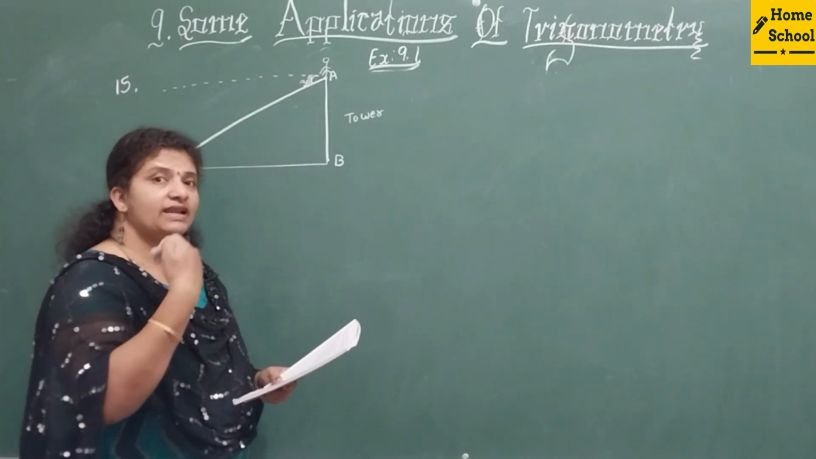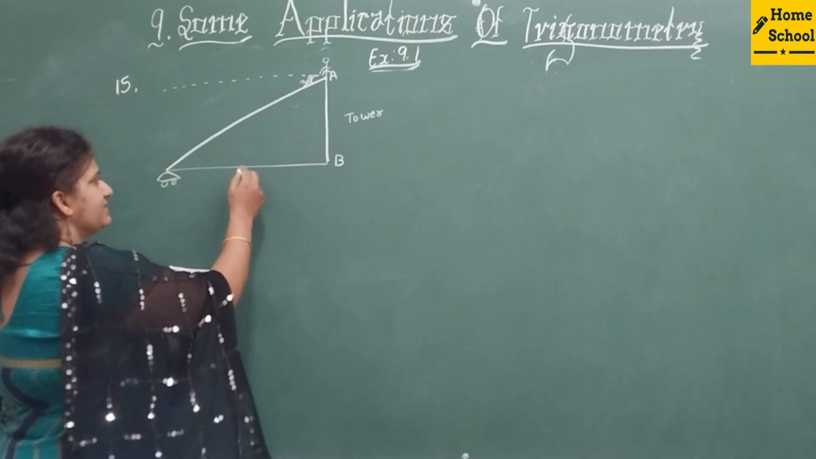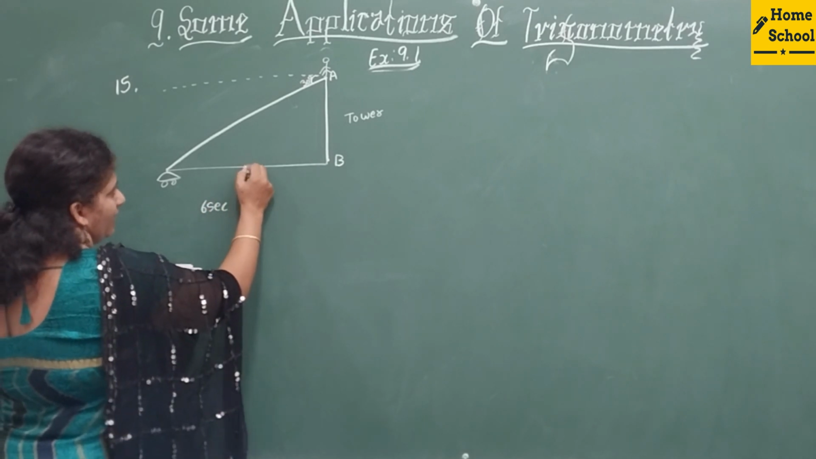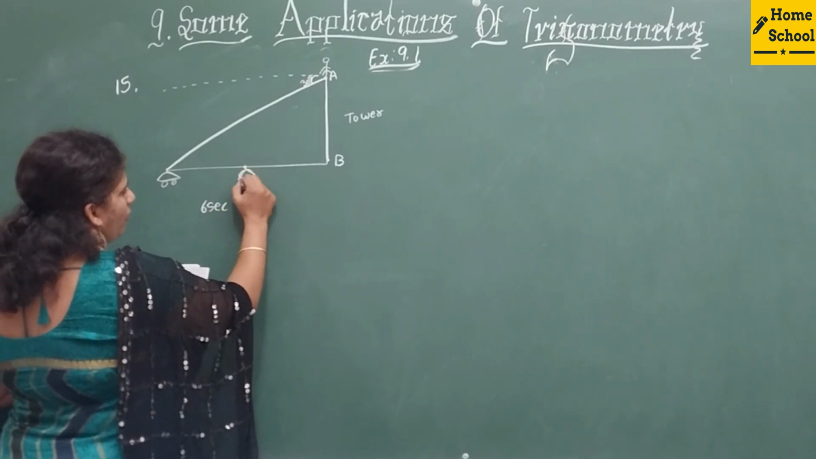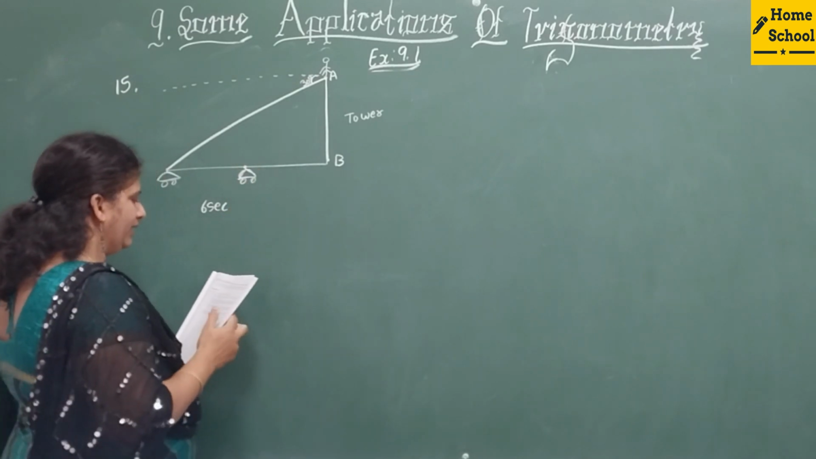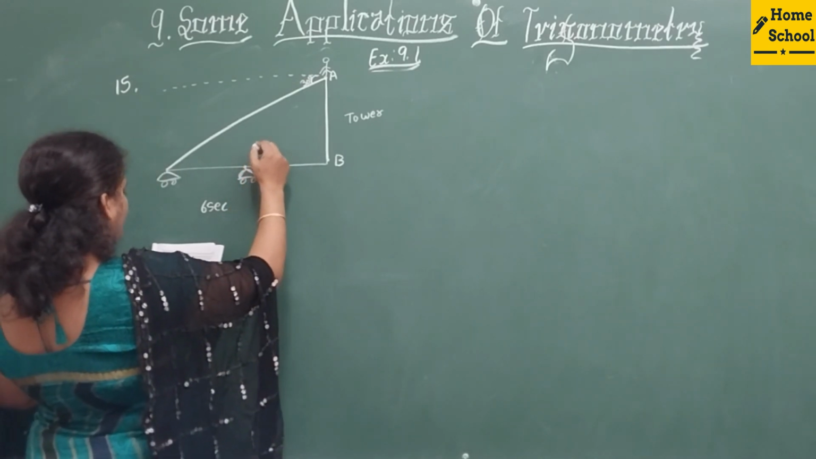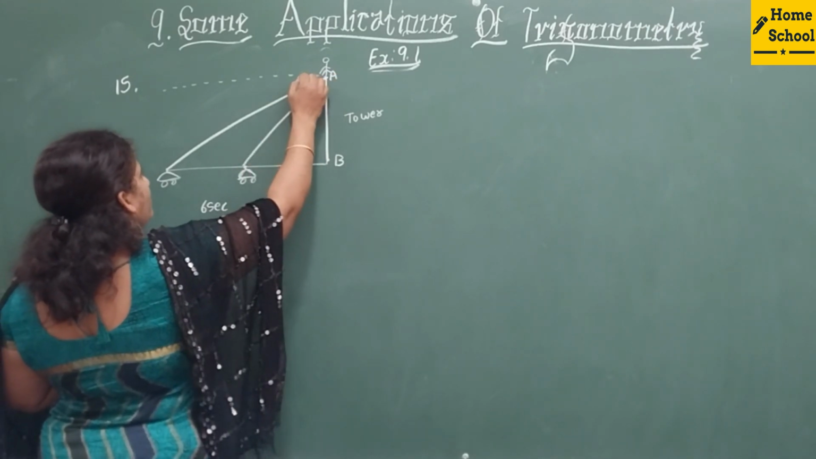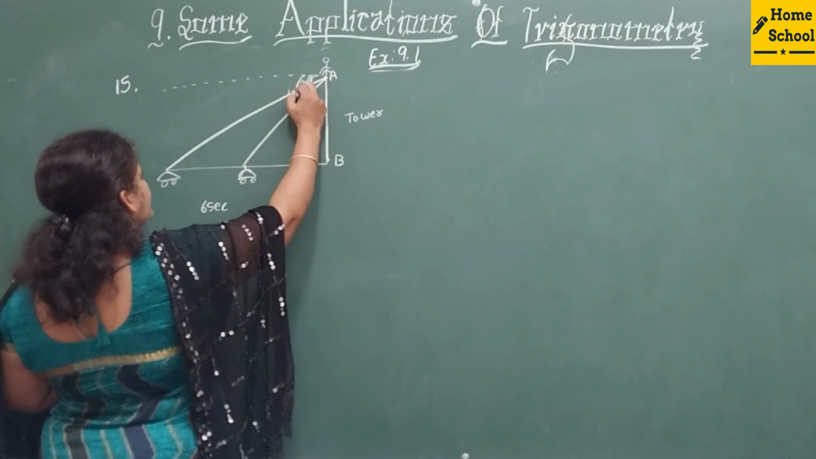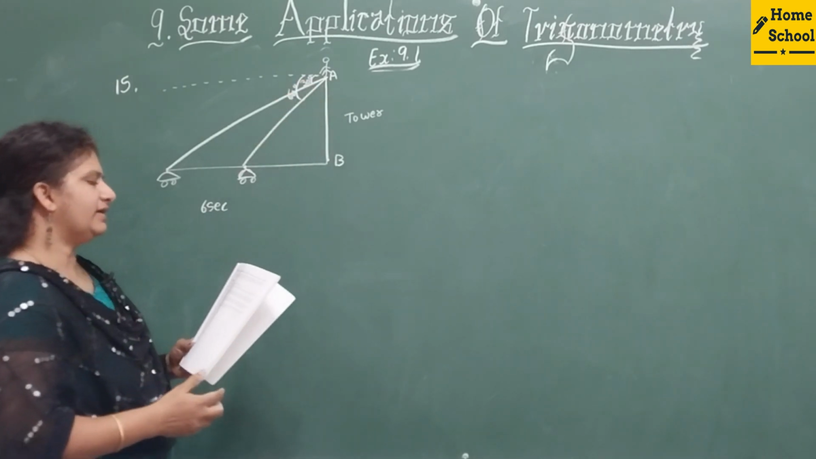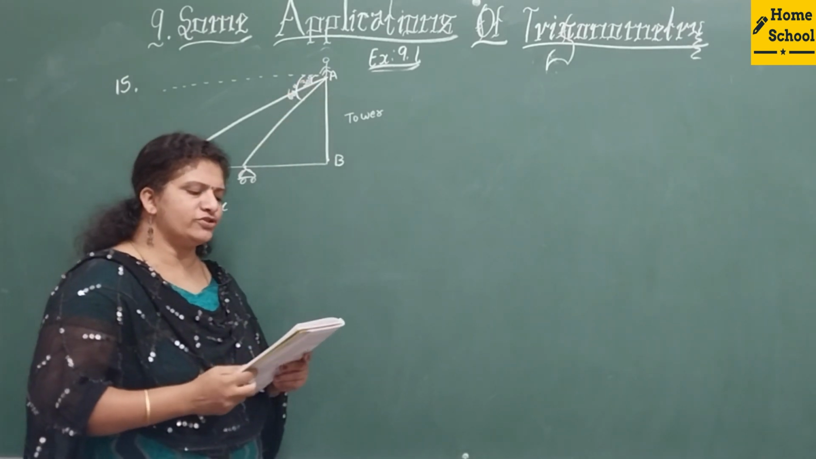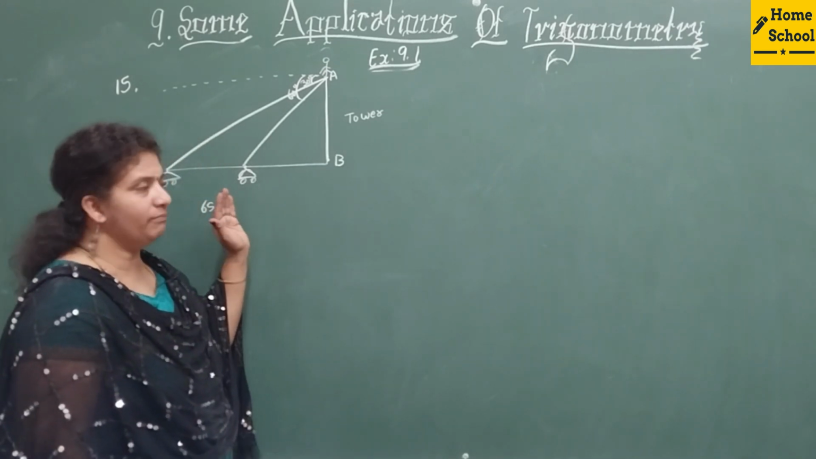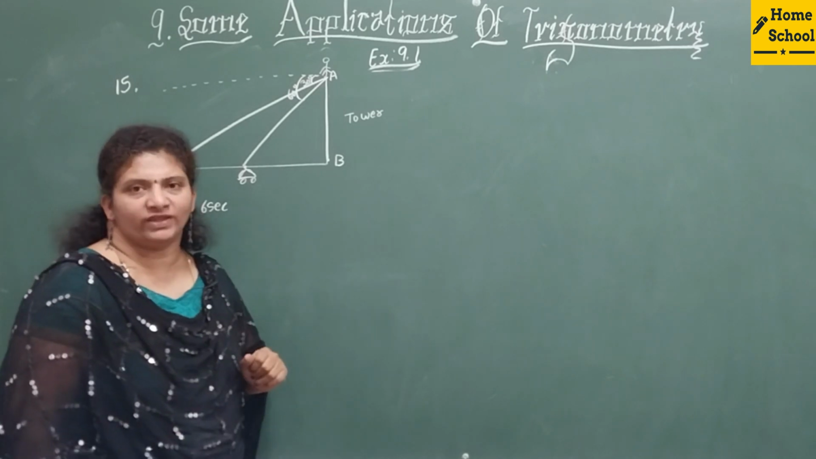6 seconds later, you imagine, after 6 seconds, the car is at this point. The angle of depression of the car is found to be 60 degree. From here to here angle is 60 degree. Find the time taken by the car to reach the foot of the tower from this point. What is the time taken by the car to reach the foot of the tower?